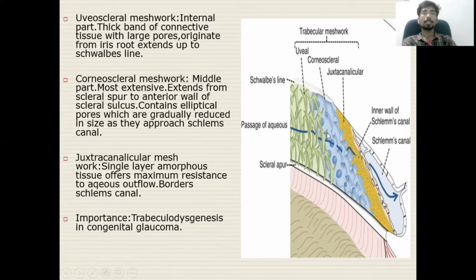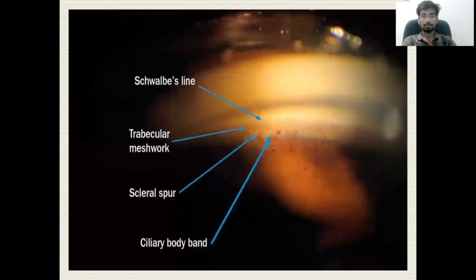Corneoscleral is the middle, most extensive part, and contains elliptical pores which gradually reduce in size as they approach Schlemm's canal. Juxtacanalicular is a single layer of amorphous tissue and offers maximum resistance to aqueous outflow. If there is a developmental abnormality of this trabecular meshwork, it will cause congenital glaucoma in pediatric newborns. So on gonioscopy: Schwalbe's line, trabecular meshwork, below that the scleral spur and ciliary body band.